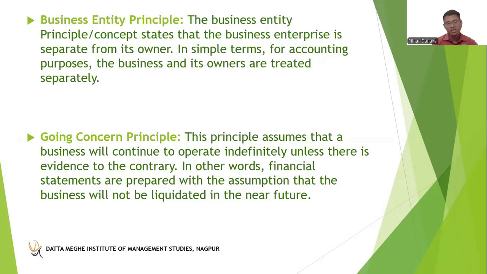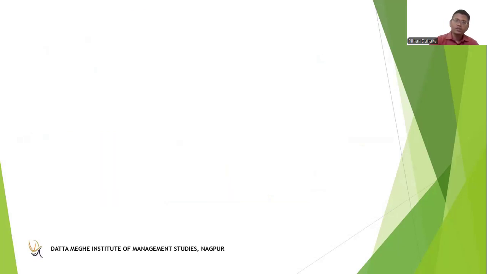It means your business is running regularly and will not close down in the near future, as against if there is evidence to the contrary. That means if some false things or illegal actions are happening in your business, in that case your business will be shut down in between. Okay, so we go to the next principle.